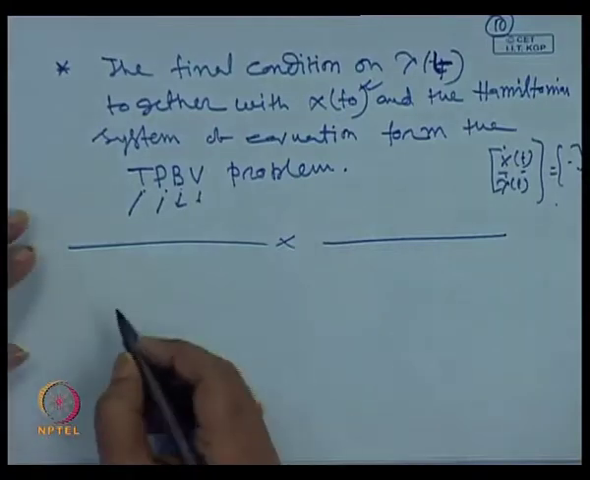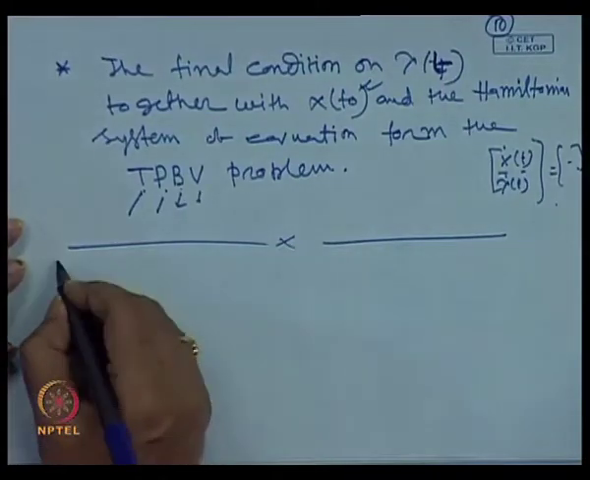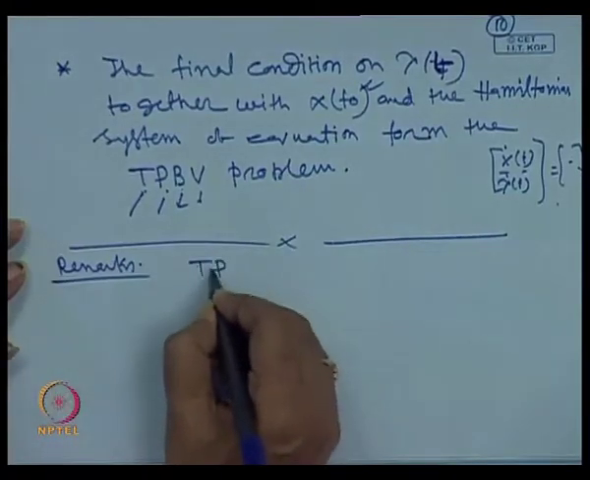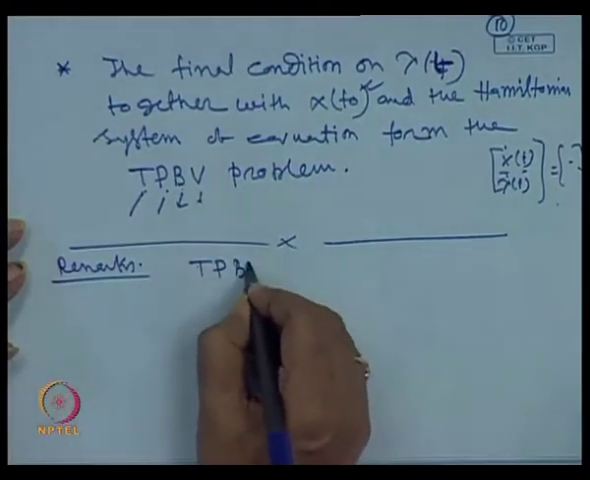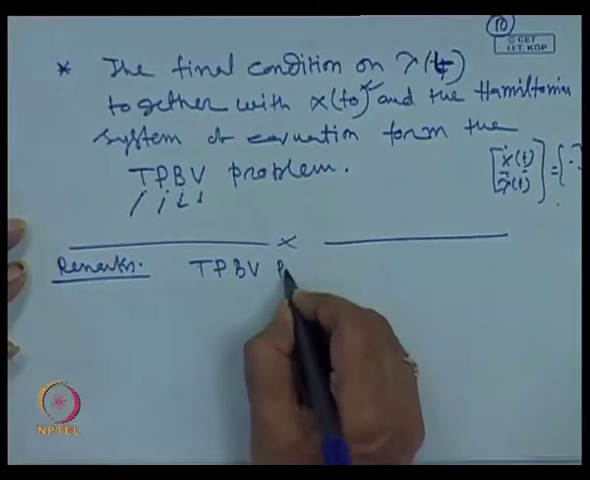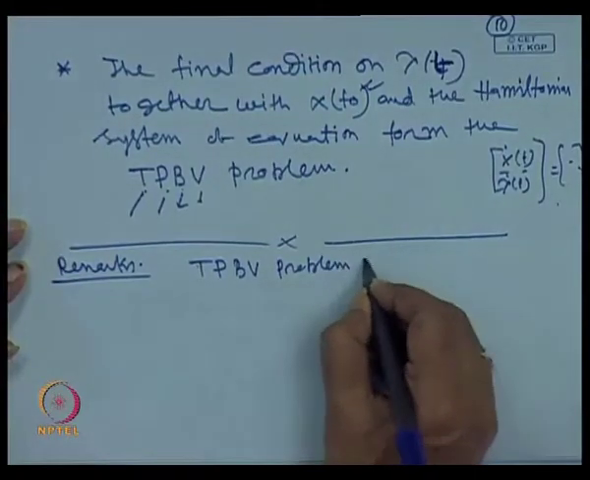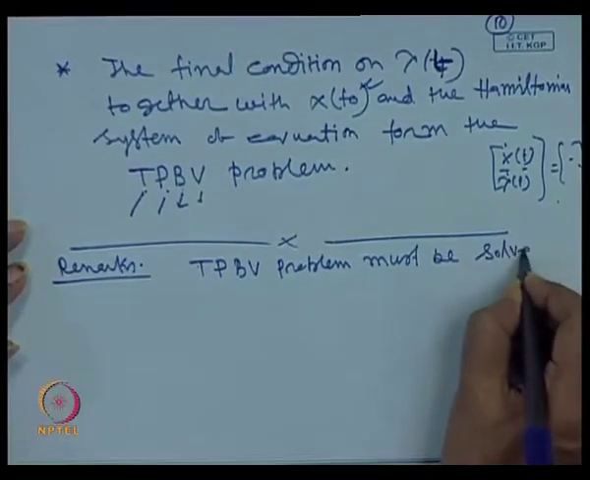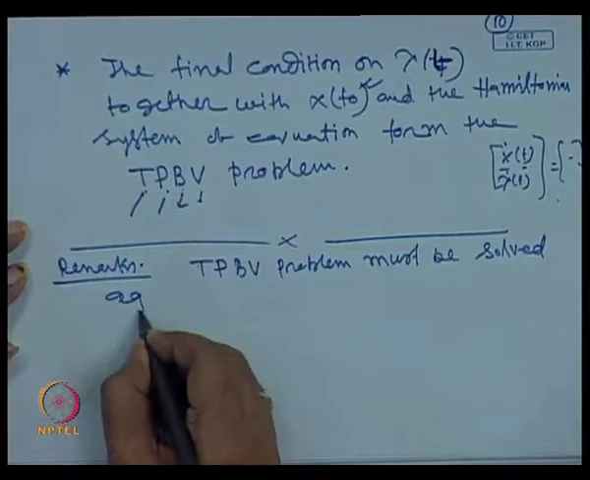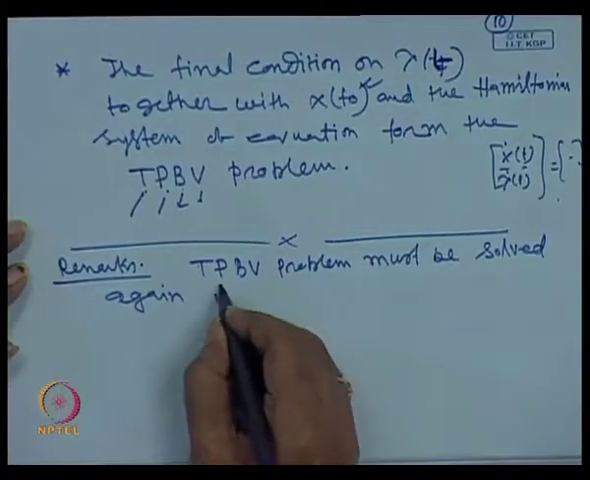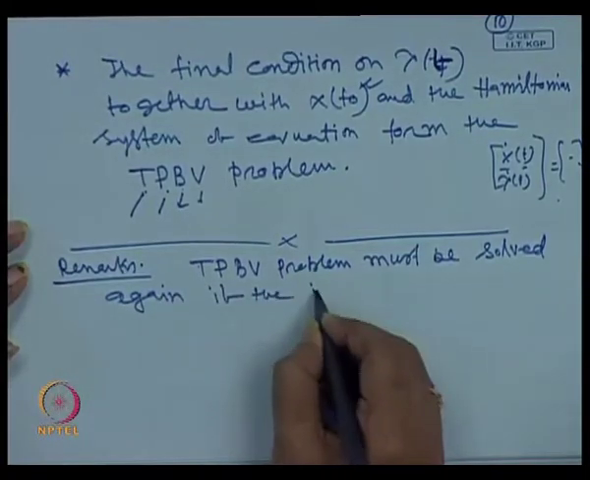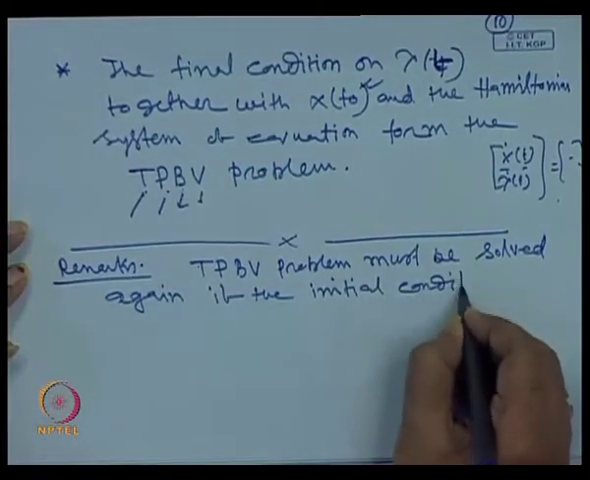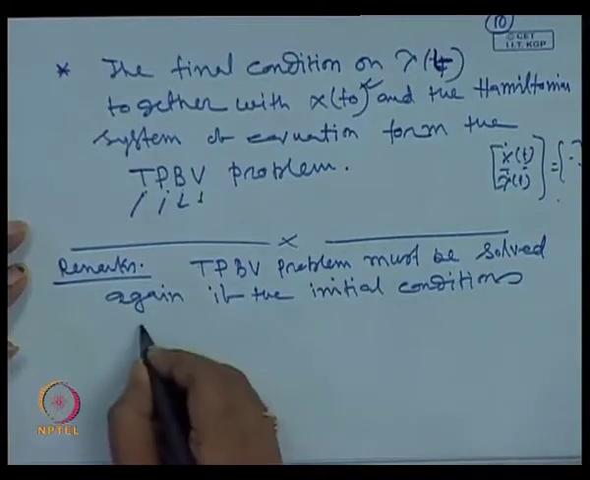Now, how to form it? You can write it as a remark: the 2-point boundary value problem must be solved again if the initial condition changes.